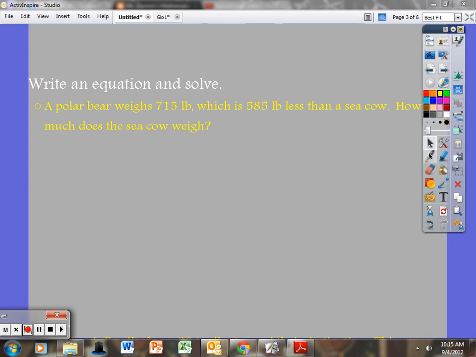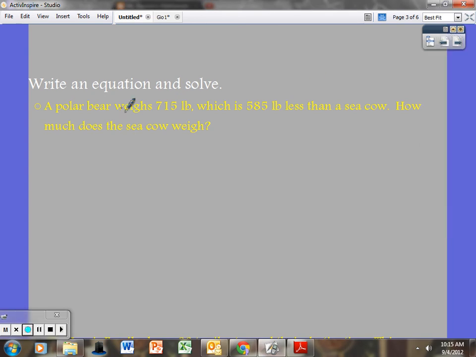So here's my word problem. Let me get on a pen here. It says a polar bear weighs 715 pounds, which is 585 pounds less than a sea cow. How much does a sea cow weigh? I do not know what a sea cow is, but that doesn't really matter.